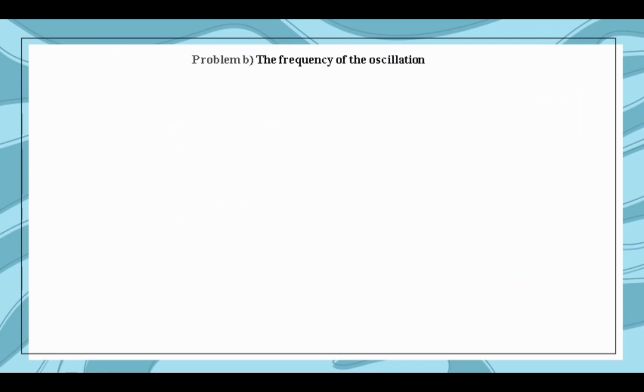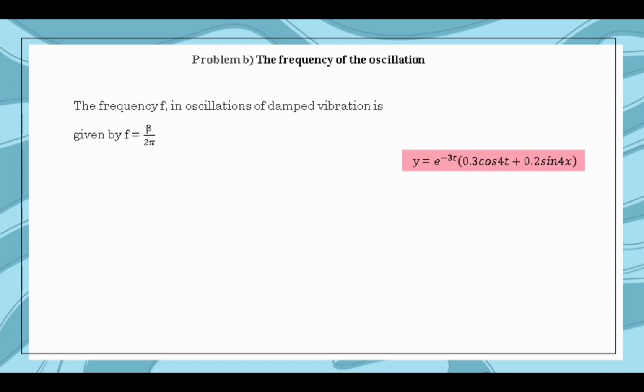The next problem is we need to find the frequency of the oscillation. The frequency in a damped vibration is given by f equals beta over 2 pi. So from the equation of motion, we can get beta equals 4 and substitute back into the formula, and we will get the frequency is 0.64 Hz.